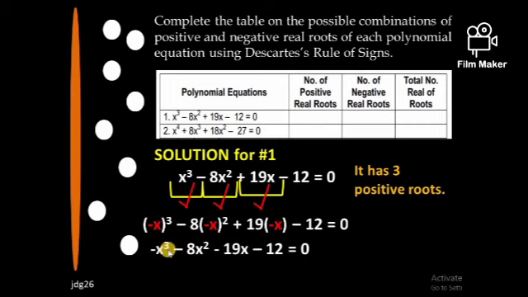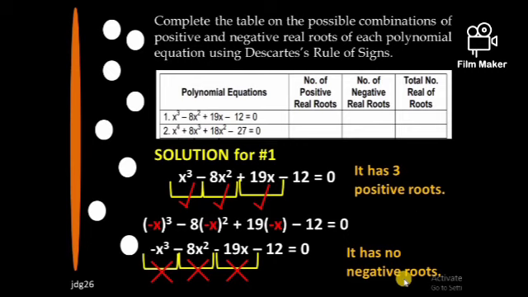So, magkakaroon tayo ng negative x cubed na. And then, positive x times 8 times negative 8 is negative 8. And then, so ito na yung simplest form. Saka natin bilangin yung magpapalit ng sign. So, negative to negative. So, it's not. Negative to negative is not. Negative to negative is not. So, it means it has no negative roots.